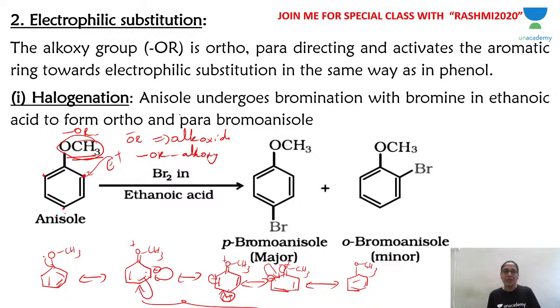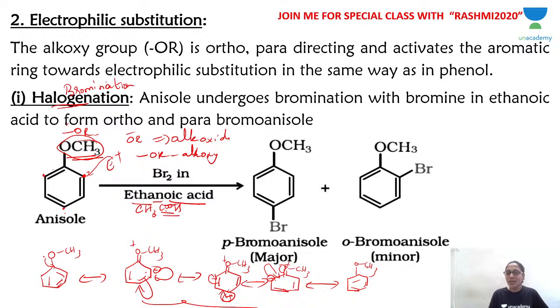Now we are learning electrophilic substitution reactions. The first electrophilic substitution reaction is halogenation. We can just call it bromination, because bromine in ethanoic acid is taken. Bromine is dissolved in acetic acid. Ethanoic acid is nothing but acetic acid, CH3COOH, two carbon atoms. So eth for a carbon-carbon single bond, and the functional group COOH gives oic acid. So ethanoic acid is nothing but acetic acid.